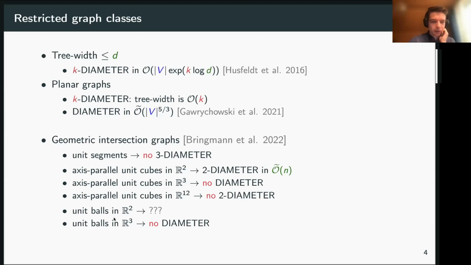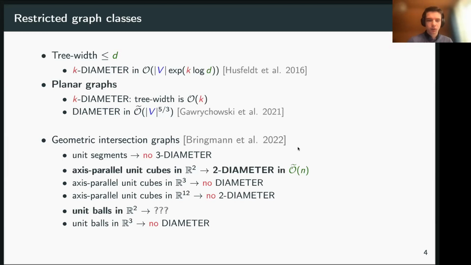And there are also 2 other natural classes. Unit balls in the plane, and we don't know anything about them. We don't have an upper bound and we don't have a lower bound. And if we allow 1 more dimension, if we have 3 dimensions, then it's not possible to compute the diameter. Okay, so now we may ask if maybe there is some common parameter that all these interesting classes share that makes them tractable.